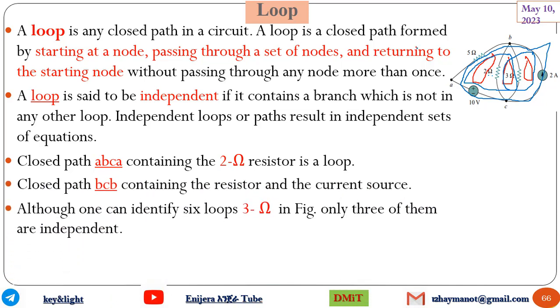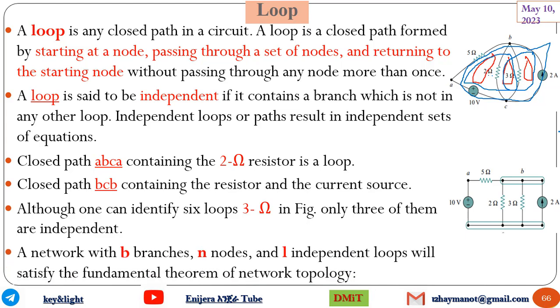What about BCB? BCB contains two and three. Also, one can identify 6 loops. We can find 6 loops: 3 independent and 3 dependent. So a network with B branches, N nodes and L independent loops will satisfy the fundamental theorem. The BCB loop is not connected with the other three; it is separate.